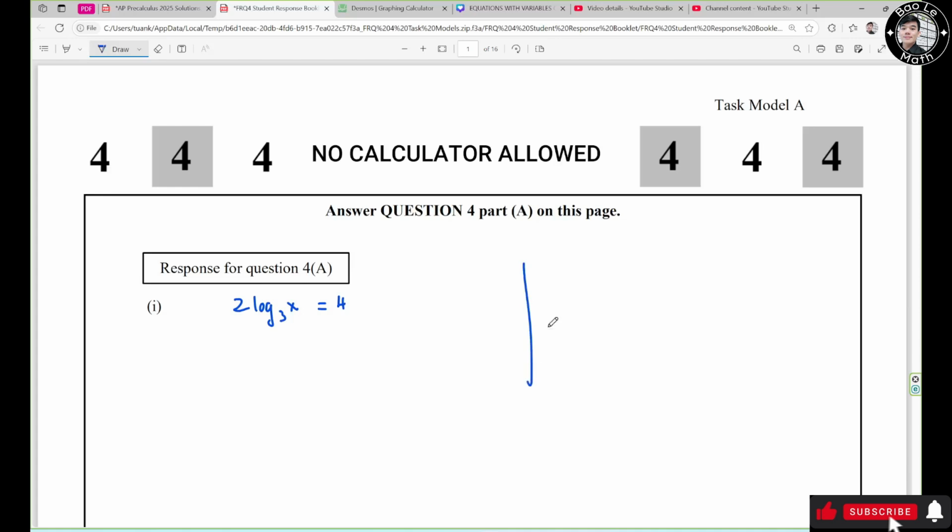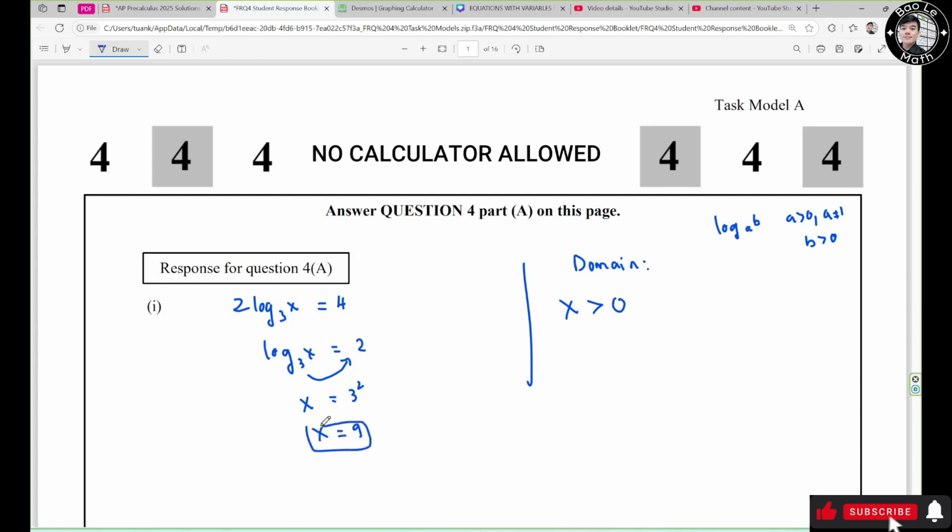Alright, first we need to find the domain of the function g. s is always greater than 0. Remember, log base a of b is defined when a is greater than 0, a not equal to 1, and b greater than 0. Now, divide both sides by 2, so log base 3 of s equals 2. And you draw the arrow, so you have s equals 3 squared. s equals 9. Now, since s equals 9 is greater than 0, this is a solution.